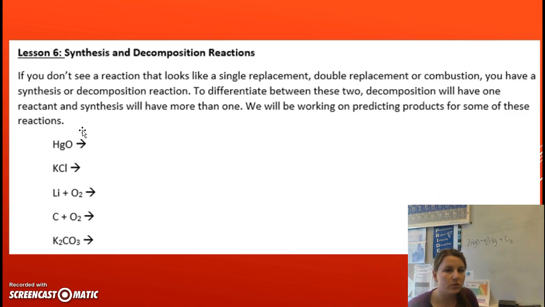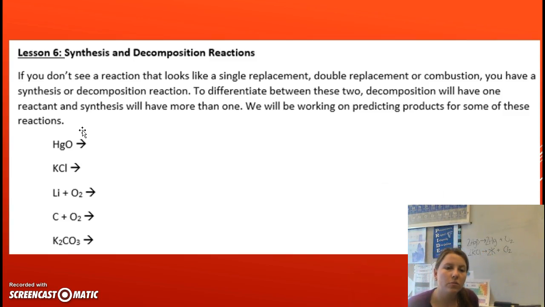The next one, potassium chloride, is pretty much the same thing. That's going to break down into potassium. So we're just going to write it out as an element, not an ion. And then Cl2, because that is a diatomic as well. So we just have to balance this again. So we need 2 here and then a 2 here.